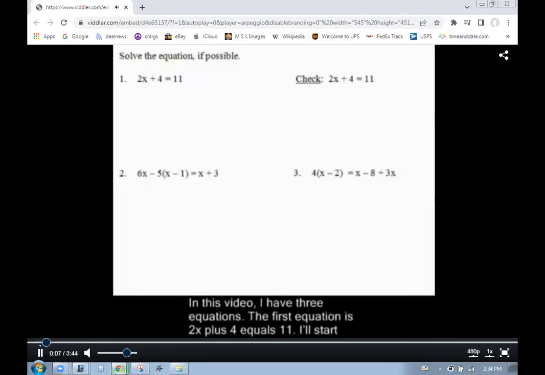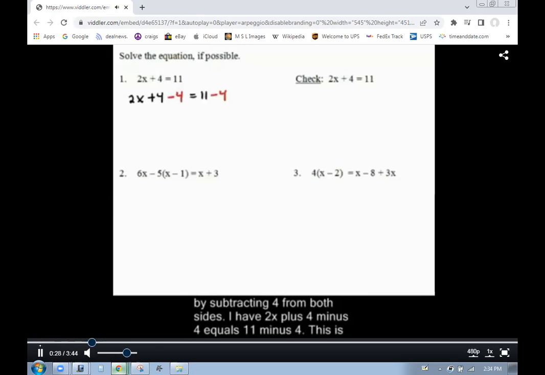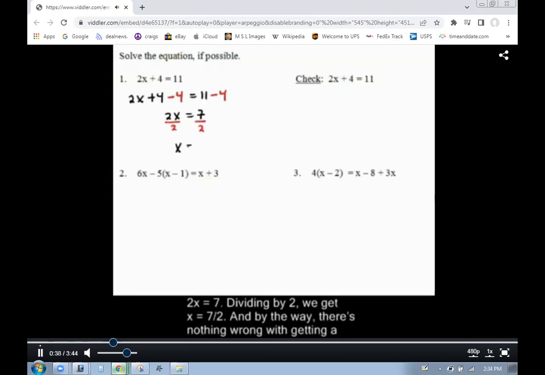In this video, I have 3 equations. The first equation is 2x plus 4 equals 11. I'll start by subtracting 4 from both sides. I have 2x plus 4 minus 4 equals 11 minus 4. This is 2x equals 7. Dividing by 2, we get x equals 7 halves.